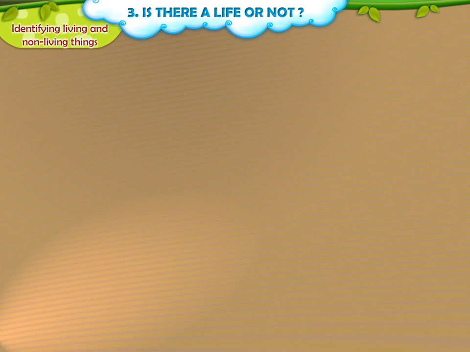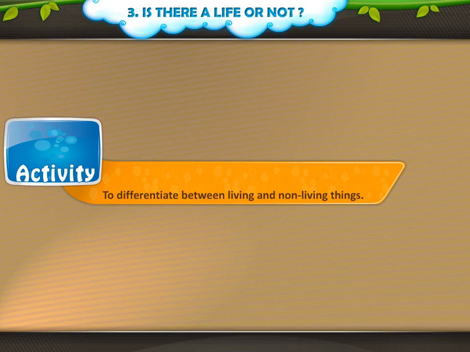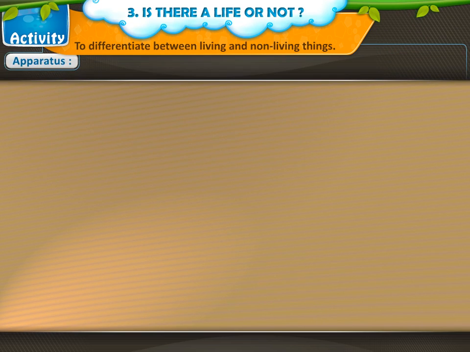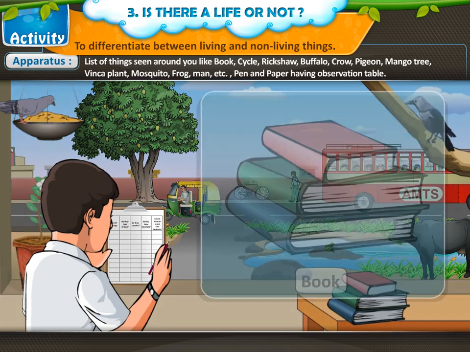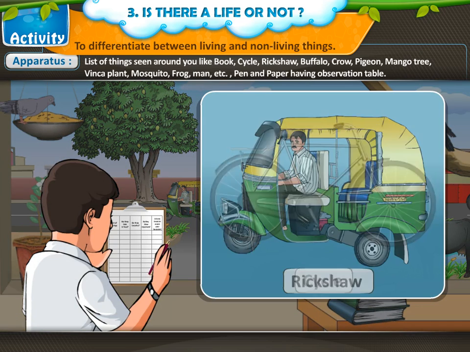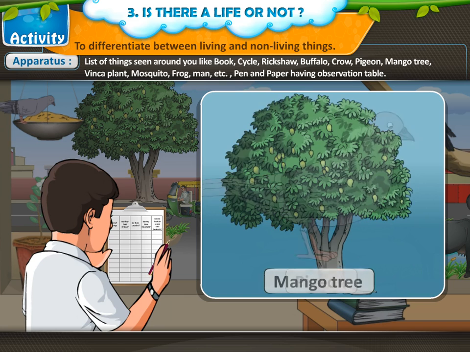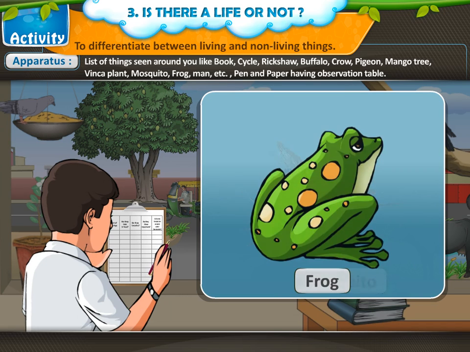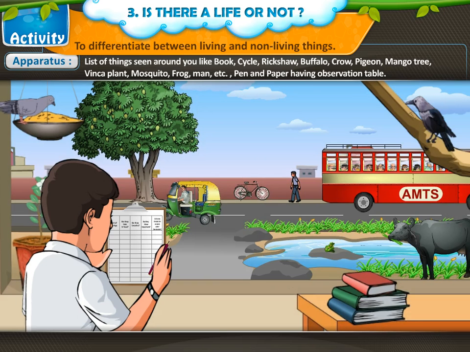Identifying living and non-living things. Let us perform an activity to differentiate between living and non-living things. Apparatus. List of things seen around you, like book, cycle, rickshaw, buffalo, crow, pigeon, mango tree, vinca plant, mosquito, frog, man, etc. Pen and paper having observation table.